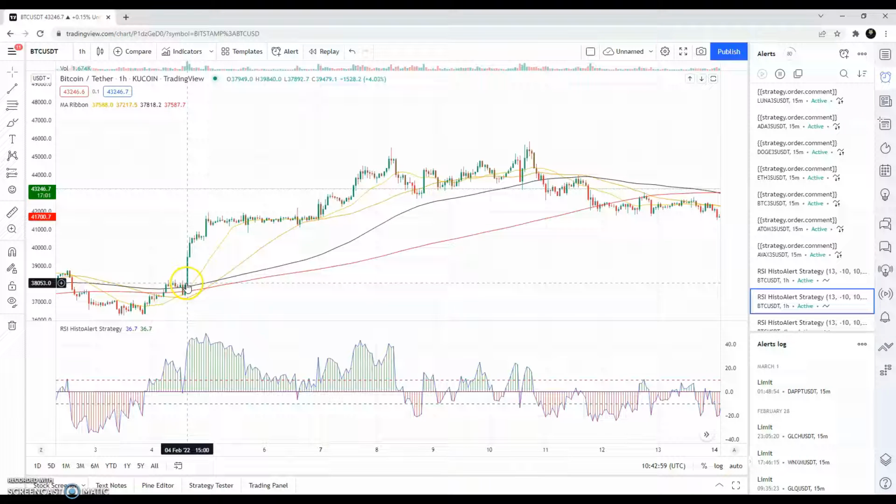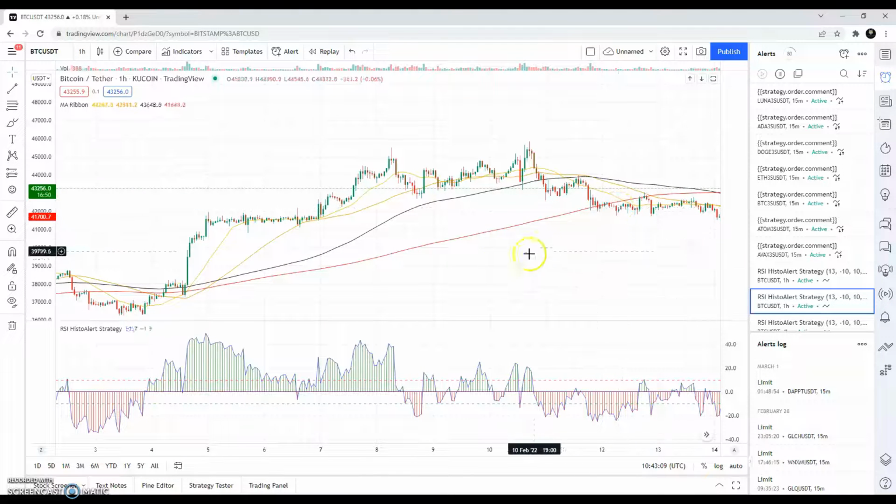And for the buys, if we're above the black line and breaking through 10, we're getting in the trade. For the shorts, if we're below negative 10 and below the black line, we're getting in for a short.